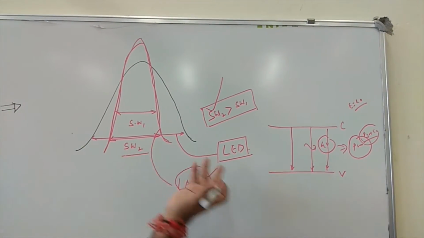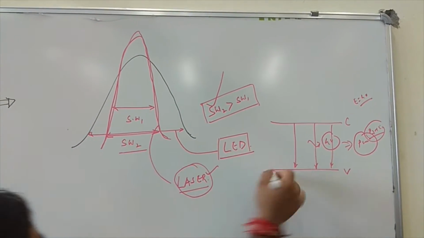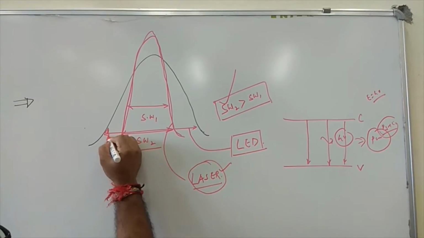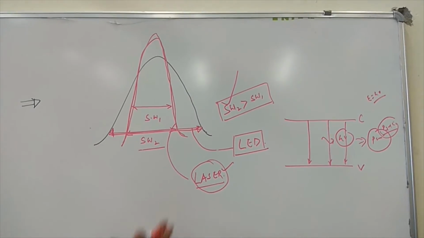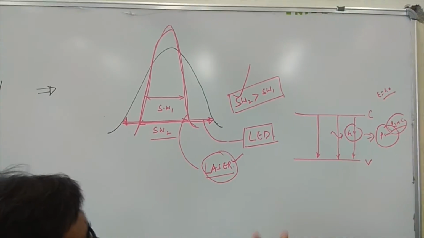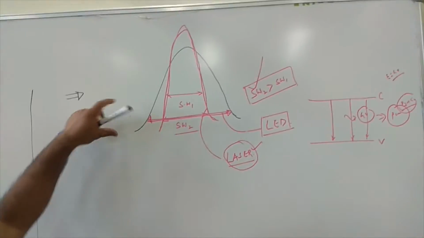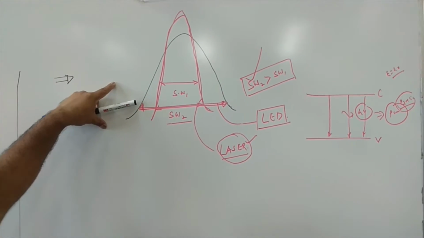And here the coherence phenomenon is not there, so all photons go in different directions. So the spectral width is larger. But practically, what are the things related with this? What is the main advantage of the spectral width being lower or higher?